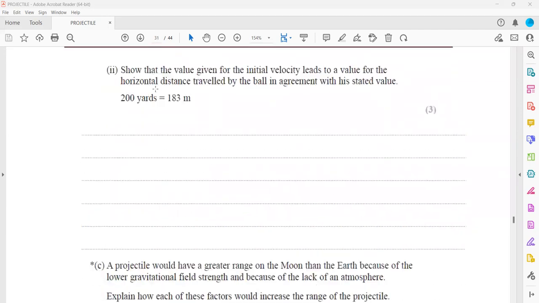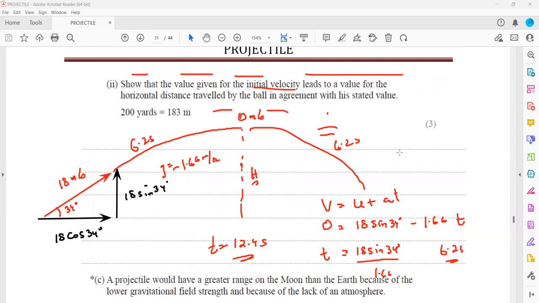The next part: show that the value given for initial velocity leads to a value for the horizontal distance traveled by the ball in agreement with the stated value. Because it's mentioned that the ball will cover 200 yards on the Moon, this total distance will be about 200 yards, which is about 130 meters. So we have the horizontal speed, and we have the total time, which is 12.4. So we can find the distance.